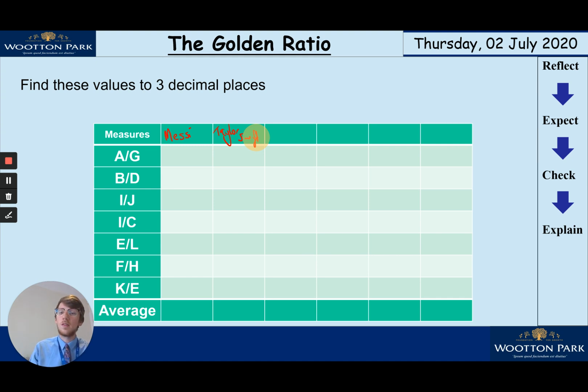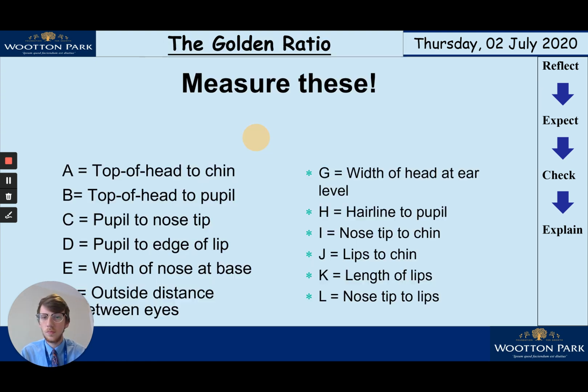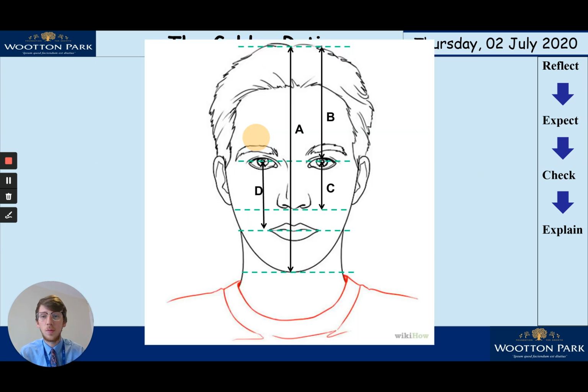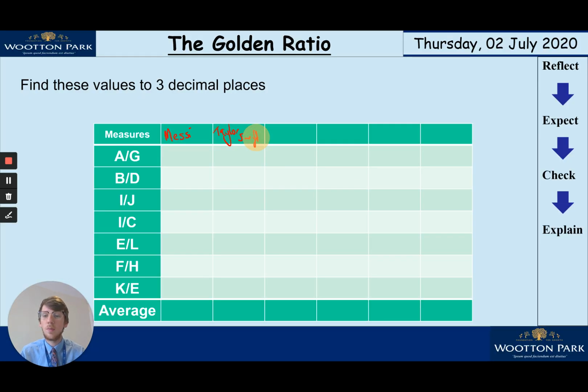So we're going to compare these. We're going to measure A and G, so top of our head to our chin, and the width of our head at ear level. Then we're going to do A divided by G. So we're going to do the height of our head, top of our head to our chin, divided by the width of our head at ear level.